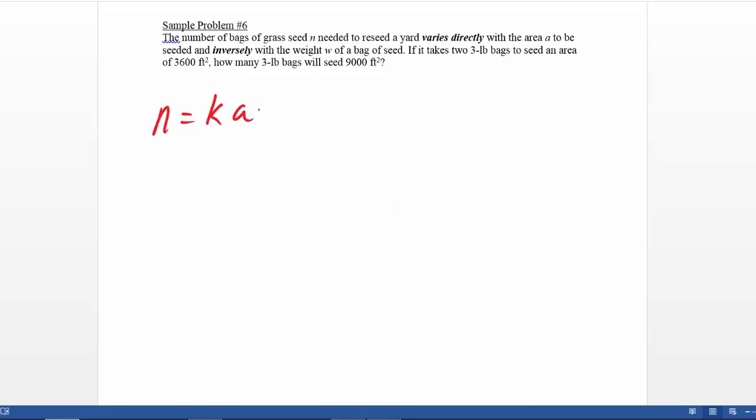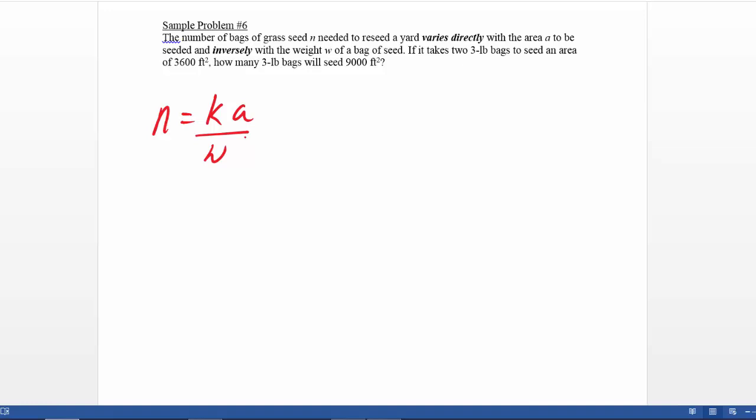But it also is inversely related to the weight of a bag of seed. And so our inverse relationship, if you were to cover up the A value, you now have k over W. And so you have the direct variation mixed in with the inverse variation. Again, we can take the information that was given to us and plug it in and then solve for whatever the missing part is.